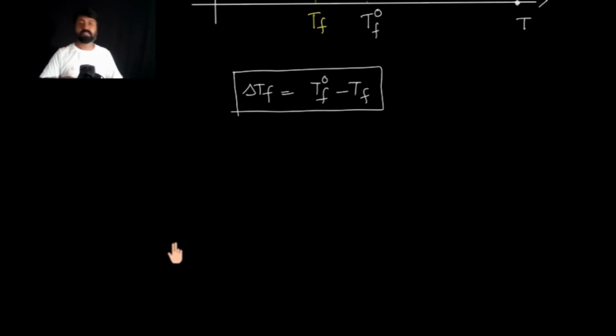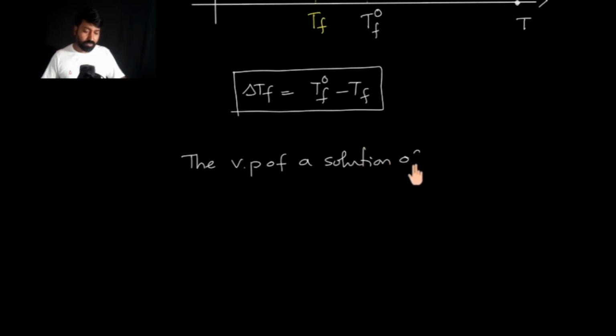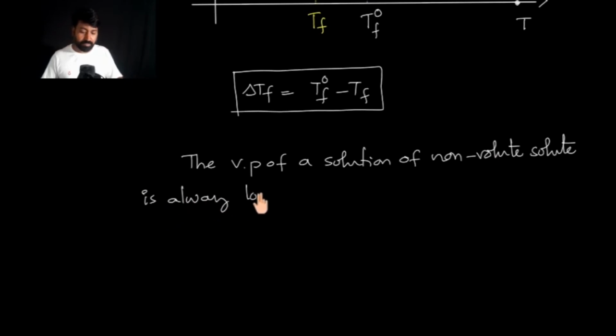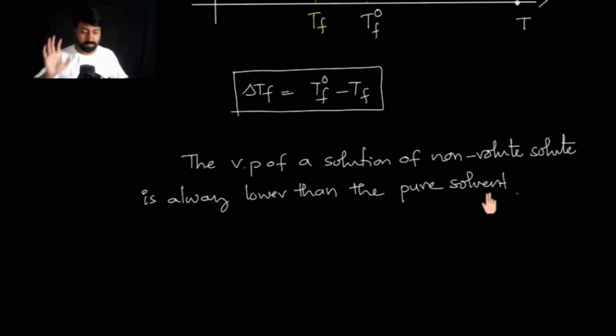I don't want to write it because in the previous video I was explaining the same thing. Let it be, I will write it. The vapor pressure of a solution of non-volatile solute is always lower than the pure solvent at a particular temperature. Okay, both should be at a particular temperature, and because of this reason we have to do something very interesting here.